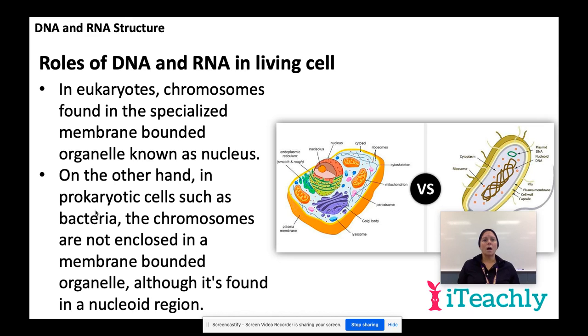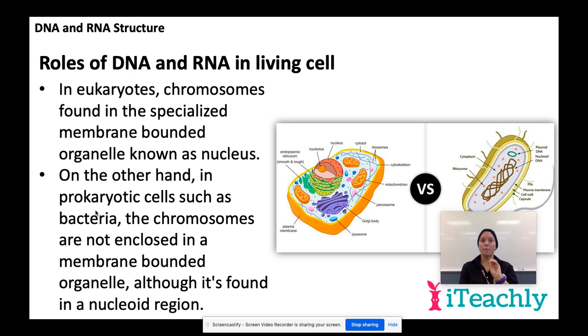So, roles of DNA and RNA in living things. In eukaryotes, chromosomes are found in the nucleus, in that double-bound membrane, whereas in prokaryotes the DNA is not found in a chromosome structure, and it's not even found in a nucleus. And so those are some big differences between our eukaryotic cells and our prokaryotic cells in terms of DNA.